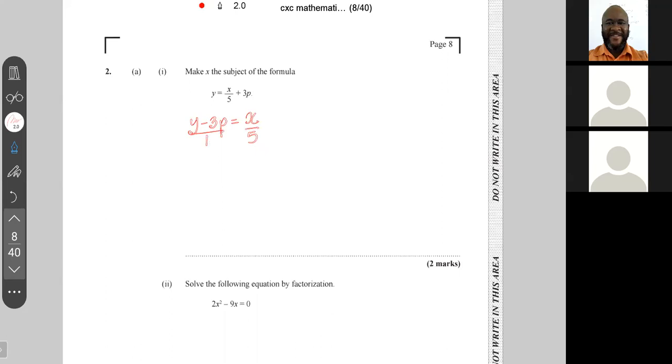Now, if I have one fraction, so this is an equation with fractions, and when you have an equation with fractions, the first thing you need to do is to get rid of the fractions. But if I have one fraction equal to one fraction, and I want to get rid of the fractions, what I would do is I would cross multiply. So that is 1 times x is x, and this is equal to 5 times y minus 3p.